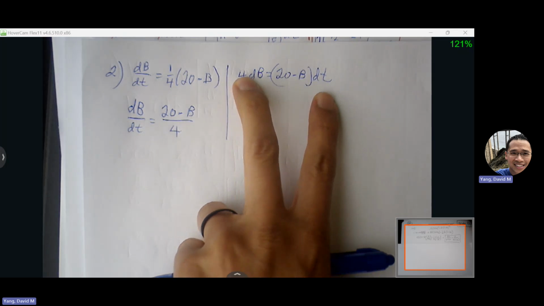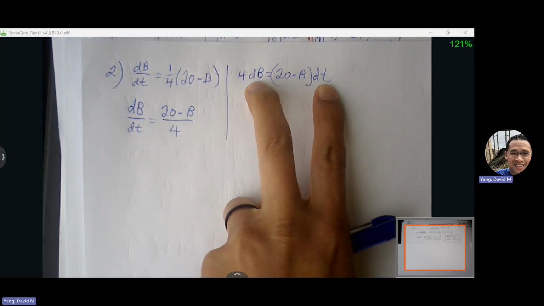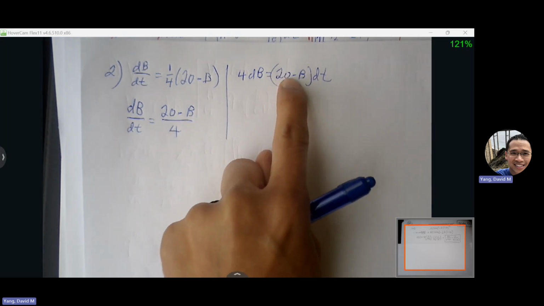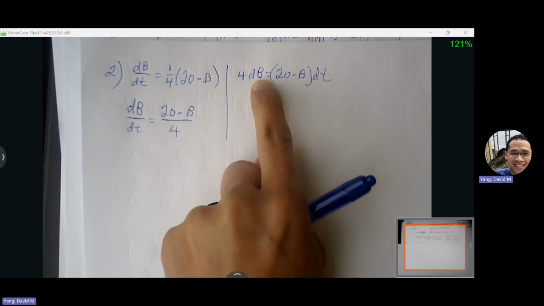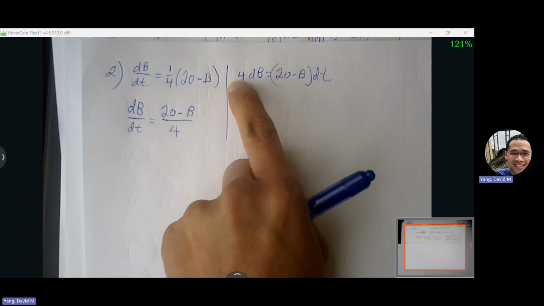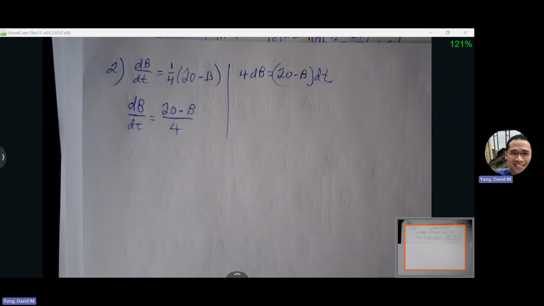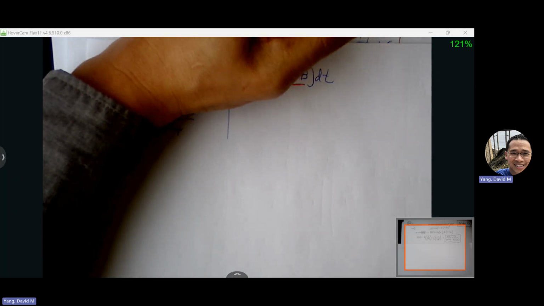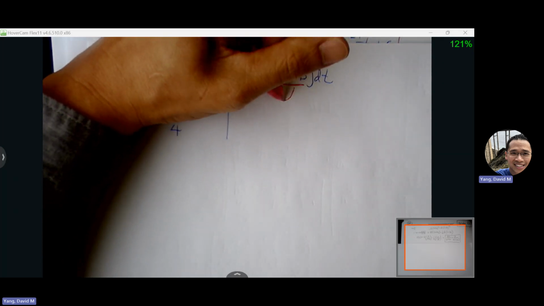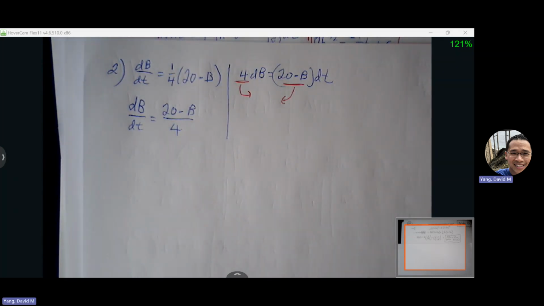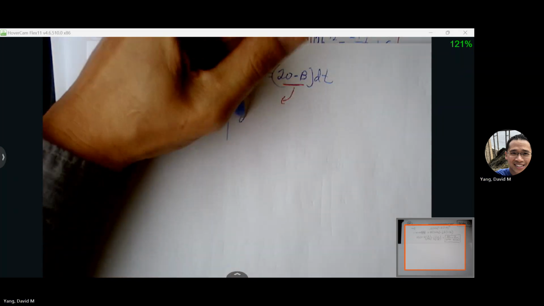So I have these two locked in, right? dB and dt are nicely in place, but we don't have full separation yet. I would like that 20 minus B to be on the same side as dB, and the 4 doesn't have to be there. So I'm going to move that 4 over as well. I'm going to do a double division, move both things at the same time, and they're both going to end up in the denominator of the other side.